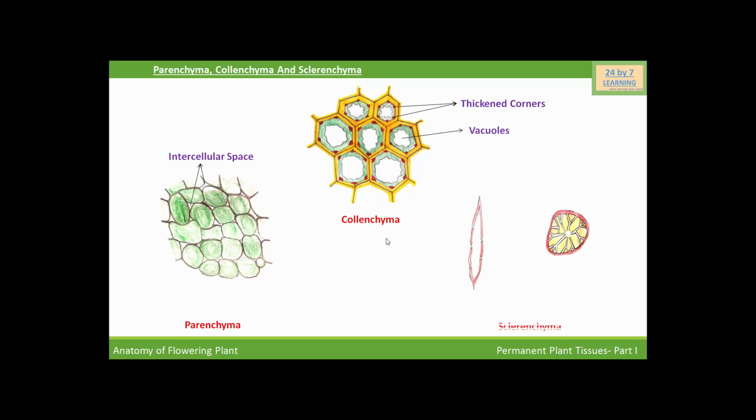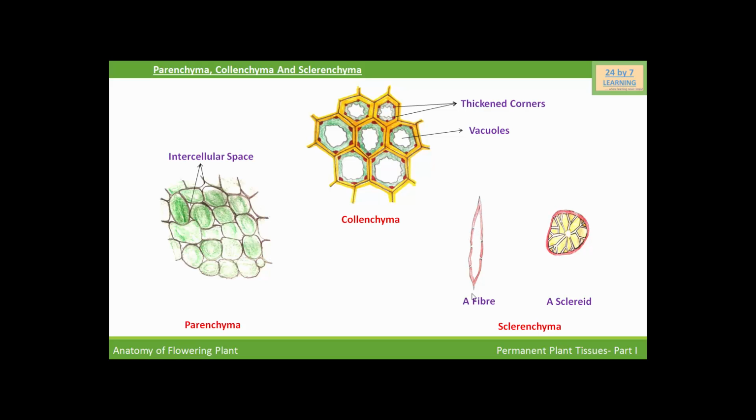Next we are going to discuss sclerenchyma. Sclerenchyma consists of long narrow cells with thick and lignified cell walls having a few or numerous pits. Sclerenchyma cells are usually dead and without protoplast. Sclerenchyma may be either in the form of fibers or in the form of sclerites. So this is the structure of a fiber and this is the structure of a sclerite.